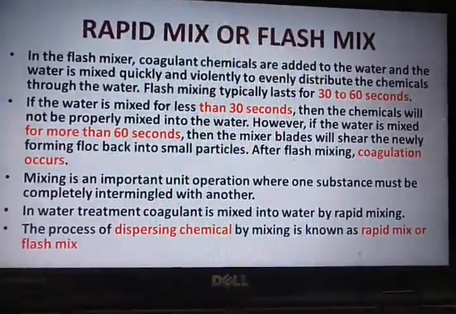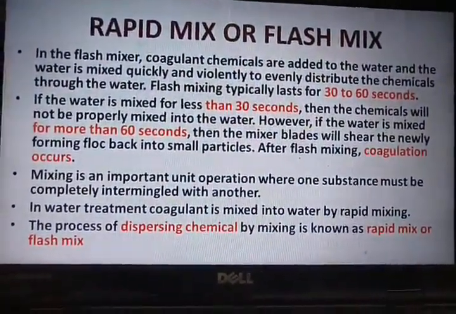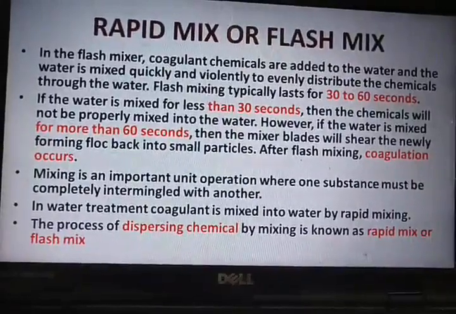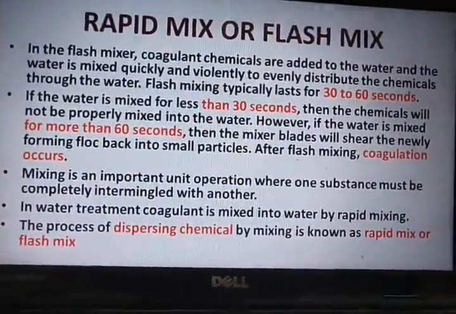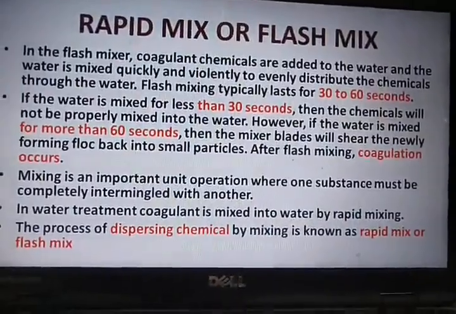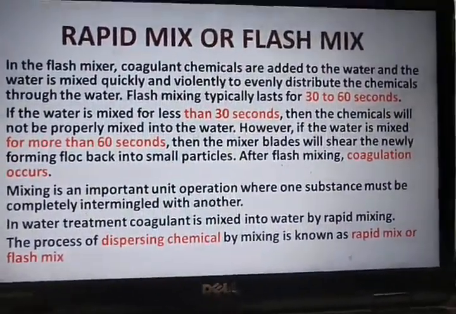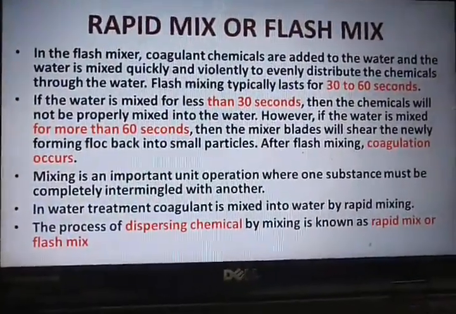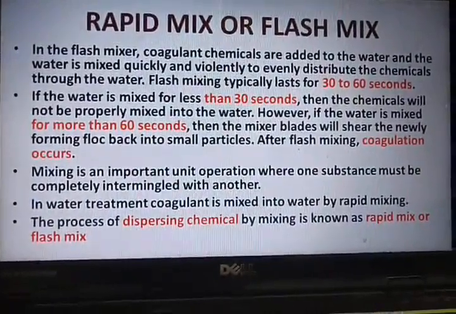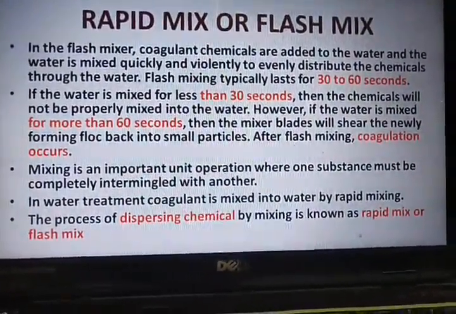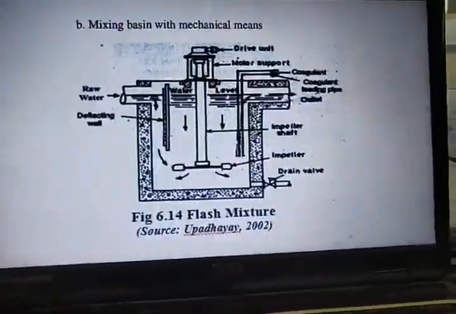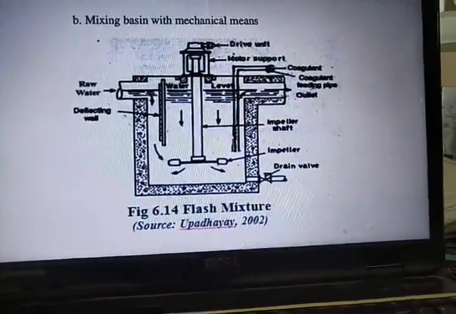In a water treatment plant, coagulant is mixed into water by rapid mixing. The process of dispersing chemicals by mixing is known as rapid mix or flash mix, and the unit which does this operation is called a flash mixer. Okay, so let us see the design of this flash mixer.